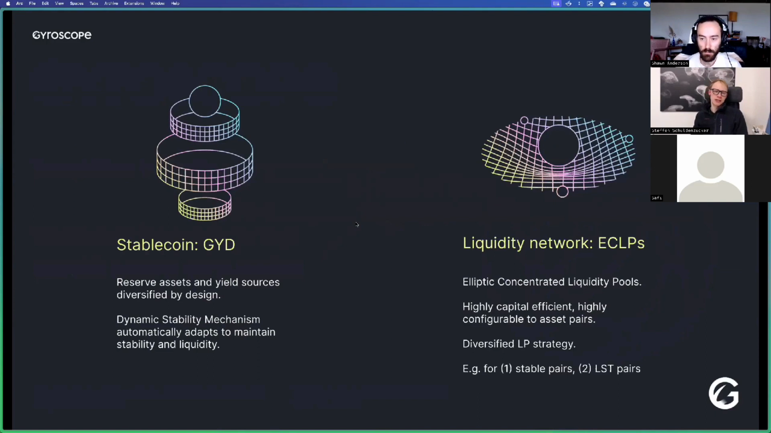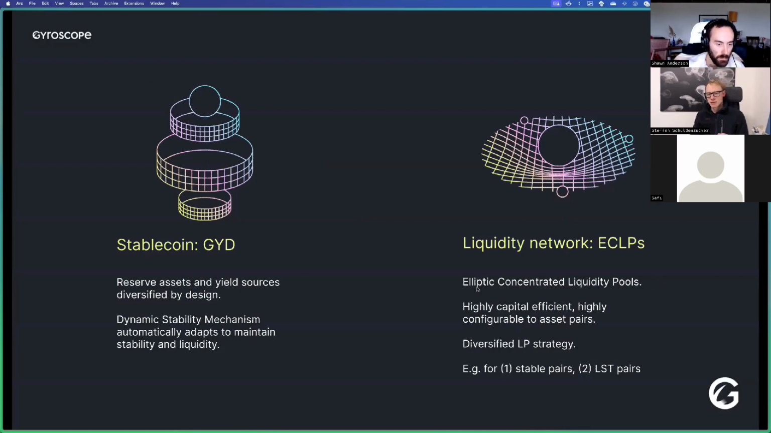The first one is a stablecoin that launched last week. We call it GYD or Gyro Dollar. And it's a reserve-backed system with a diversified reserve that also generates safe yield. And the other component is a liquidity network of AMMs that we designed called ECLPs or Elliptic Concentrated Liquidity Pools.